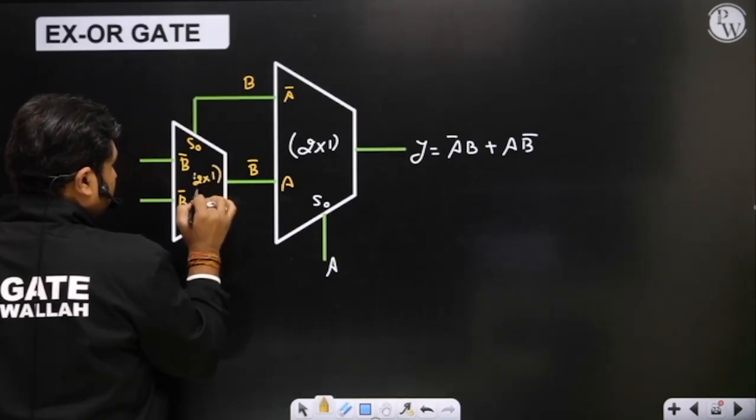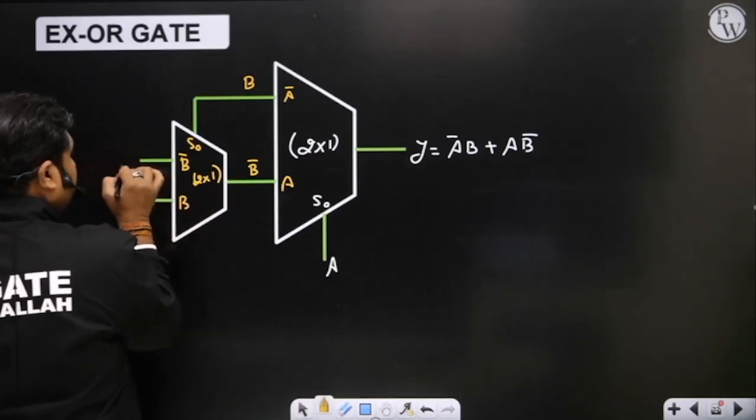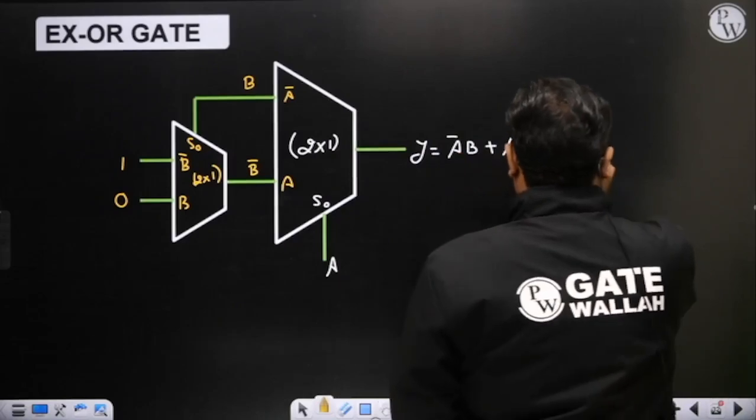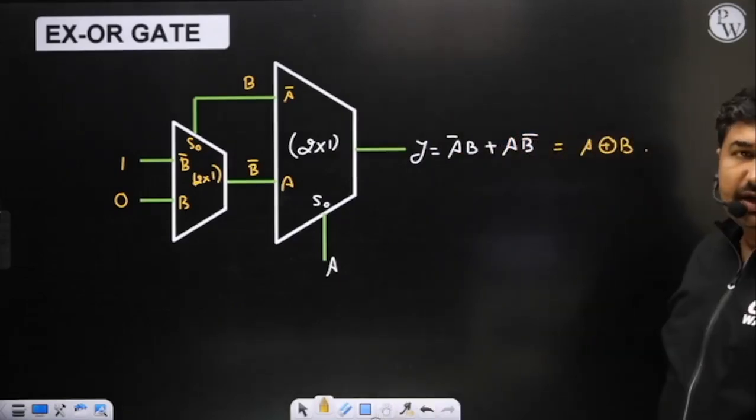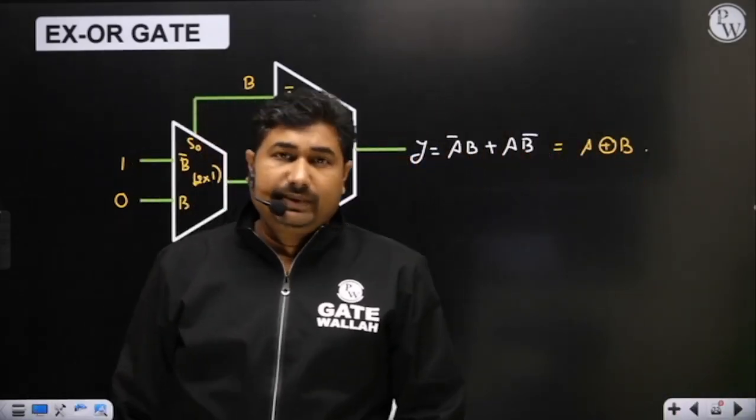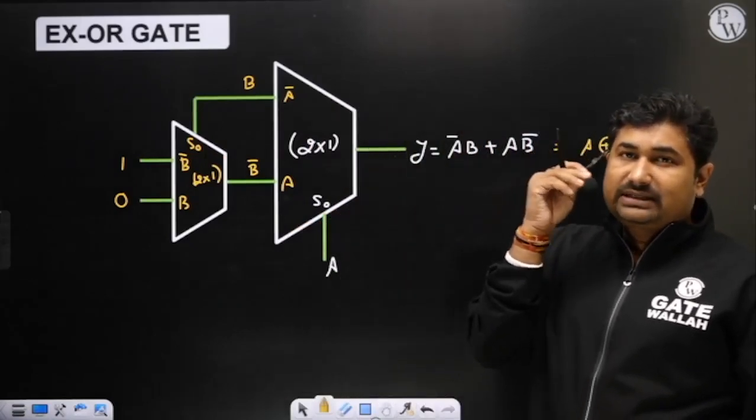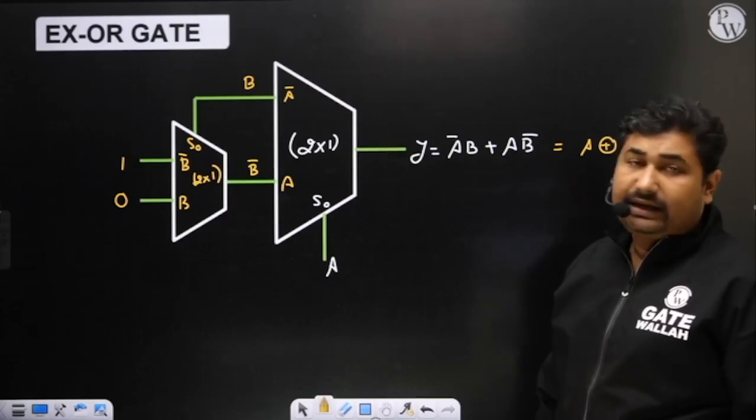Then, sir, you need to just put 1, 0 here. Your function A XOR B will be implemented. So in order to implement a XOR gate, in GATE 2009, they have asked one question based on this. How many 2 cross 1 size multiplexers are required in order to implement AND gate and XOR gate?